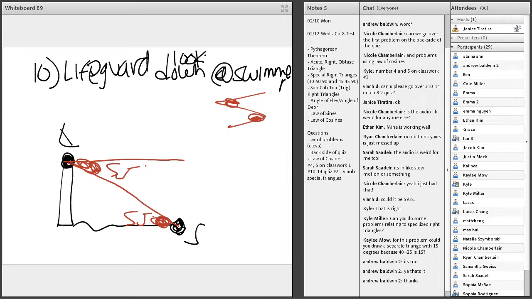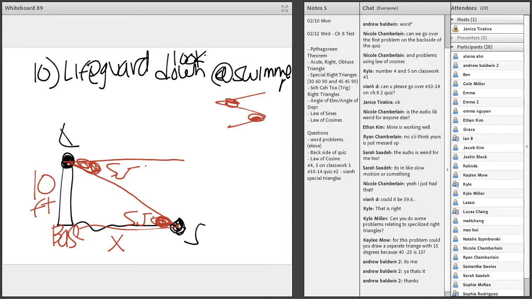It said you are 10 feet up on the seat. So the lifeguard is 10 feet. And it says, how far is the swimmer from the base of the lifeguard stand? So this is what we're trying to find, this horizontal distance. Base is the bottom, right?